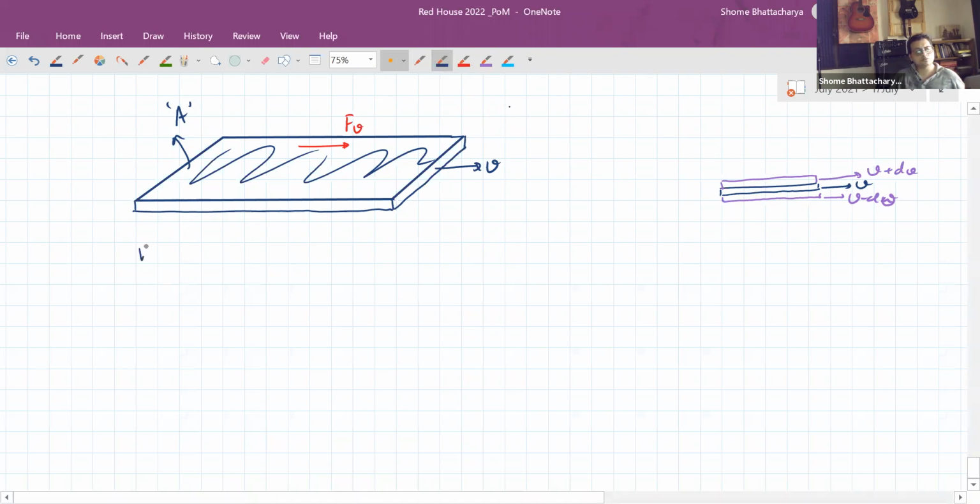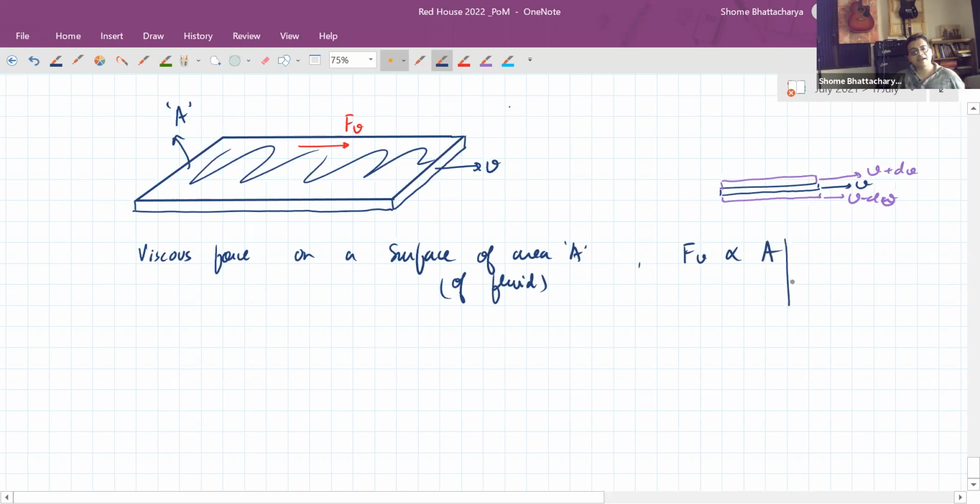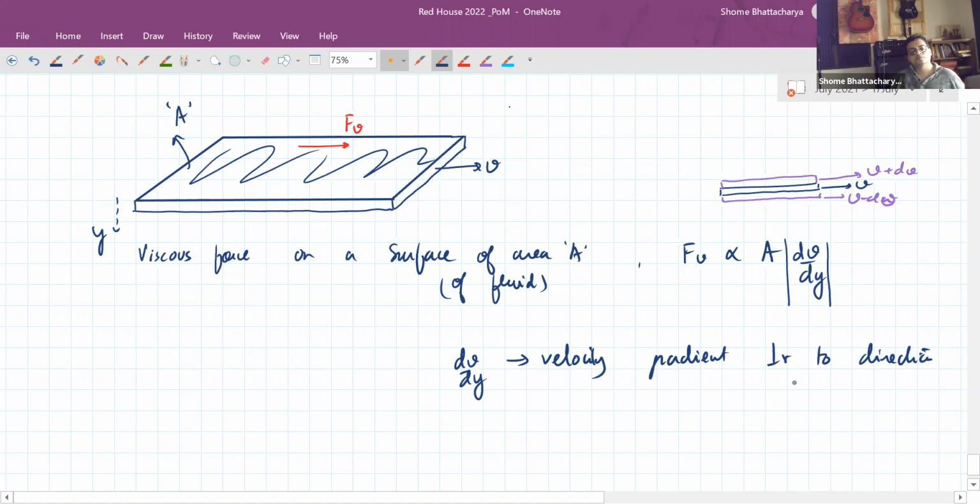So viscous force on a surface of area A of the fluid, the magnitude of that viscous force is directly proportional to the surface area and to the magnitude of the velocity gradient. This is our y-axis in this case. So here, this is the velocity gradient perpendicular to the direction of flow. Okay, that is the direction of v itself.